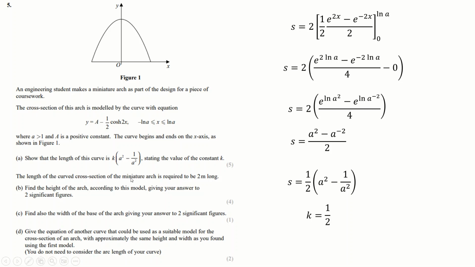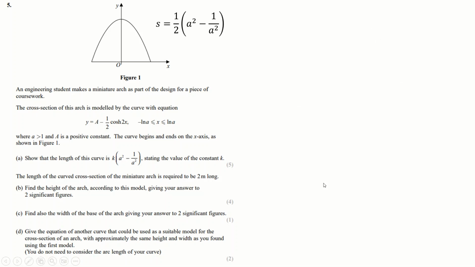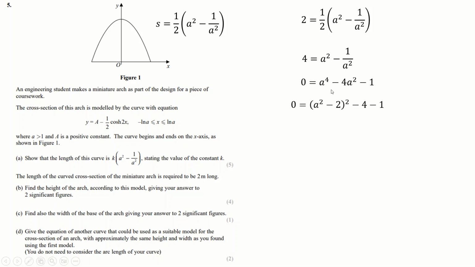So now we're looking at the length of the cross-section. It's required to be 2 meters. So this whole length, which I've just described as this, is required to be equal to 2. So okay, we just set this equal to 2 and we'll solve for a. It's actually just a quadratic hidden, right? You can complete the square if you want to. I don't really care. Whatever you wanted to do here is fine, I guess.